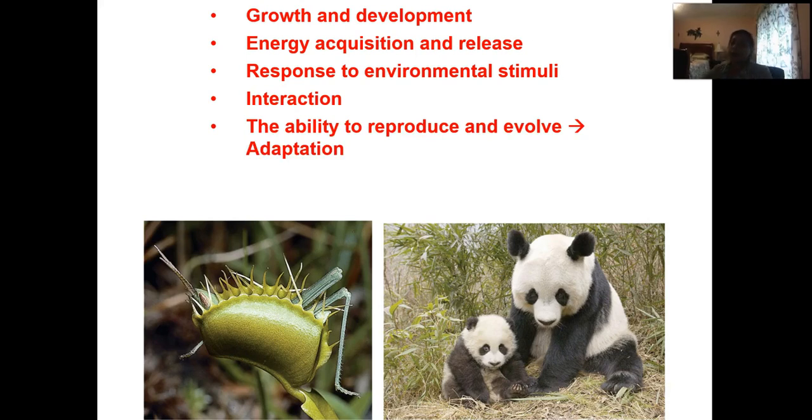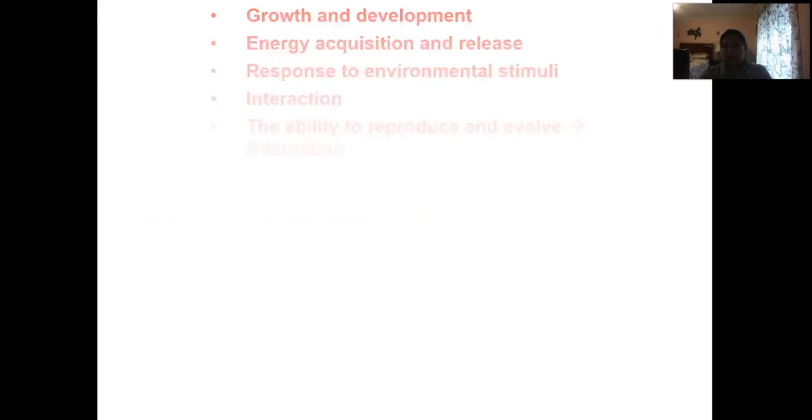And finally, all living things will be able to reproduce more of themselves and evolve over time through adaptation to environmental stimuli, changes in the environment, changes in the temperature, changes in the humidity, changes in other things in their environment, lack of certain sources, so that they can continue to survive within it.